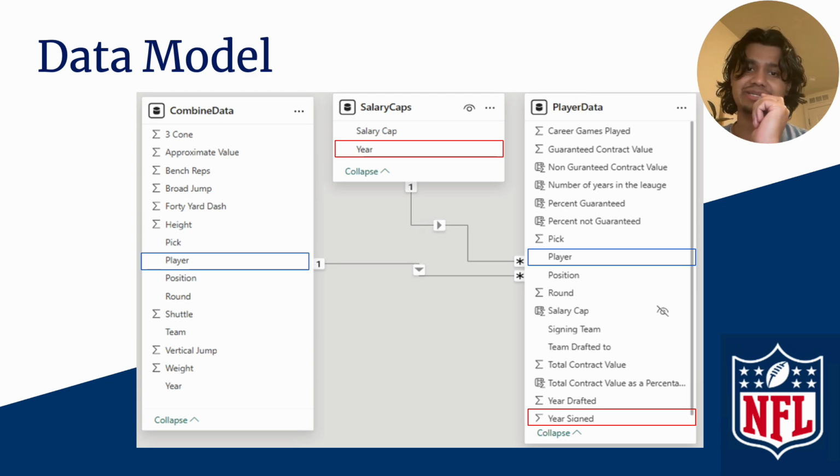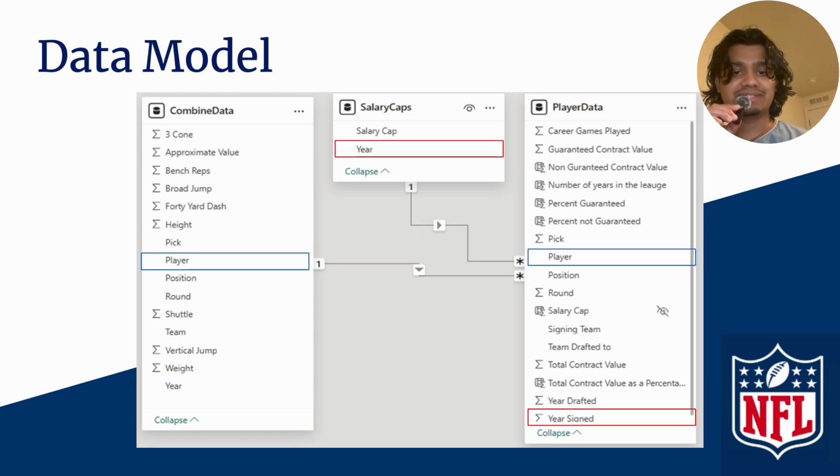So the combined data table includes players' physical and athletic measures. In this case, we're looking at 40-yard dash time, vertical jumps, and other combine results that the NFL looks at when players get drafted, right? And the player data table holds career stats, contract details like guaranteed and non-guaranteed money, and what side of the ball they play on. So in this case, we're talking about offensive or defensive side.